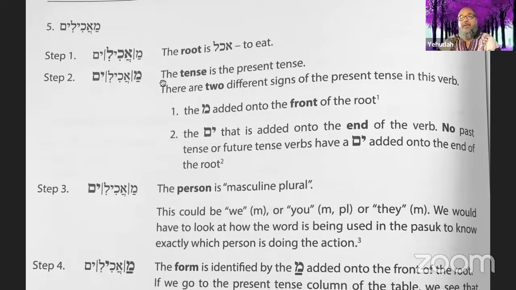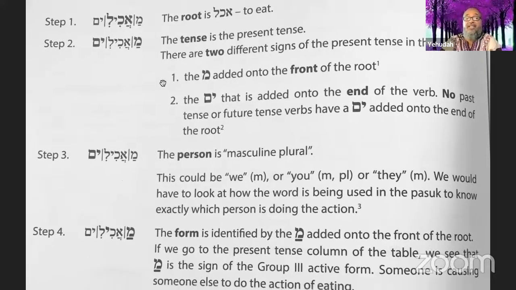And so that mem is added onto the front of that root. Okay. But also, we got some other letters. So let's look at the eam. The eam is added onto the end of the verb. And so we know eam is plurality. We know that. So no past tense or future tense verbs have an eam added onto the end of the root. No past or future. So this solidifies the fact that it is in the present tense.